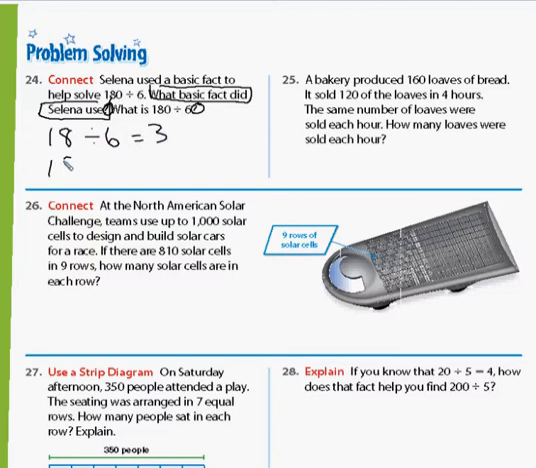So 180 divided by 6, forgot to put my 0 there, the basic fact is 18 divided by 6. We know that equals 3. And I have 1 0 there to mark my place value, so the answer would be 30.